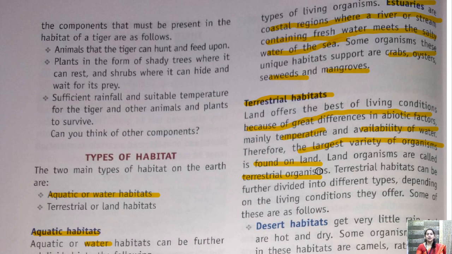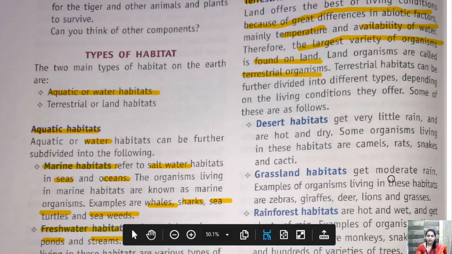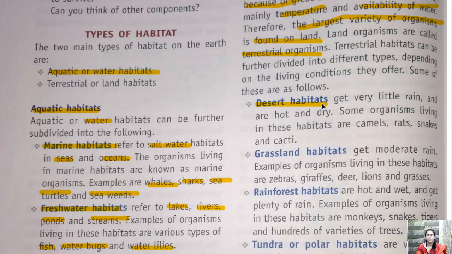Because they are living in land, and those who are living in water are called aquatic habitat. Okay, like fishes, like whales, like whatnot, seaweeds and everything, they live in a water, so they are called aquatic habitat. And those who live in on land, they are terrestrial. Okay, now terrestrial habitat can be further divided into different types depending on living conditions they offer. So now let's start with it. We have desert. Desert mein kya hota hai beta?